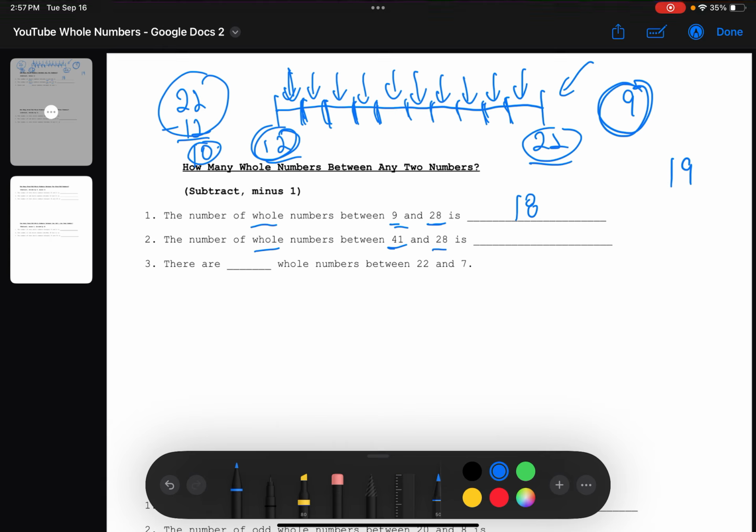So how many whole numbers between 41 and 28? Well, the difference is 13, but we take away 1, that is 12, right? Again, there are blank whole numbers between 22 and 7. So the difference between the two is 15. Now, since it's 15, we have to take away 1, and it's 14 now. So the formula is here. We subtract, and then we take away 1. Again, the reason we take away 1 is because when we subtract, that only gives us the number of spaces. When we take away 1, that gives us the number of whole numbers or tick marks that there are, okay?